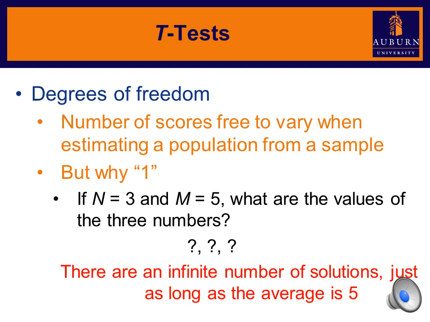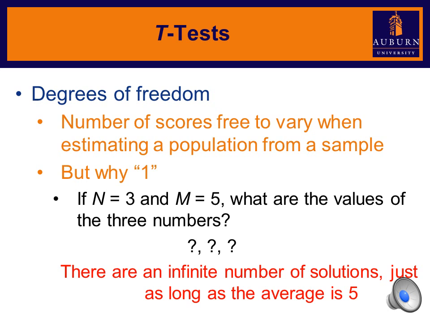If you said that there are multiple combinations that would meet our criteria of our problem, so in other words, multiple combinations of numbers that would give us a mean of 5 with 3 values, then you would be correct. In fact, there are an infinite number of solutions. So just as long as those 3 numbers average out to be 5, we can have an infinite number of values that could represent our particular problem when we have a sample of 3 that has an average of 5.